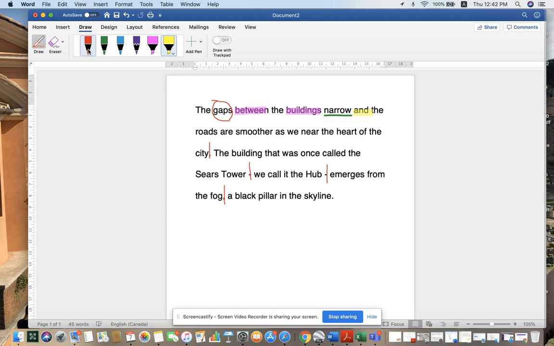And there is another subject, so roads, and we have a predicate, all right? So out of this one sentence that we thought originally was one sentence, we have two separate sentences joined by and. Okay, and then we have as.